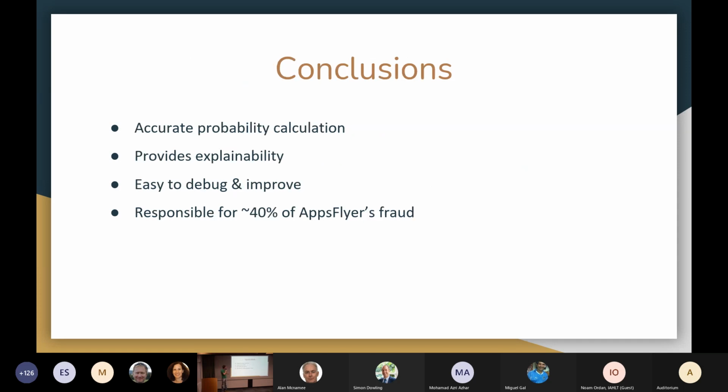So to conclude, we were able to compute the probability correctly and accurately in a feasible time, and provide explainability. It's a simple solution. It's not a black box. We can understand it. We can debug it. We can improve it. And in practice, at AppsFlyer, we still use it in production. It provides an important portion of our fraud solution at AppsFlyer. So it's been quite successful for us.